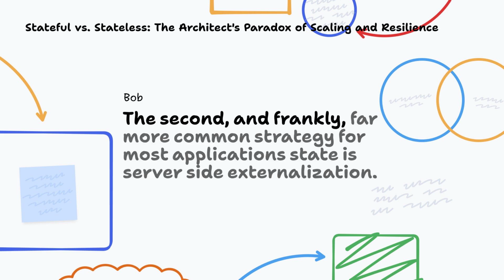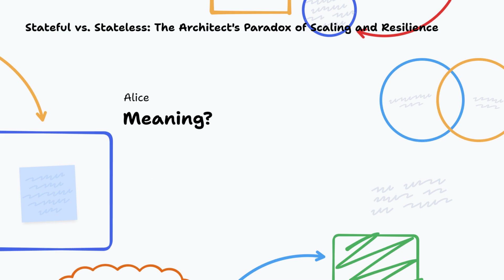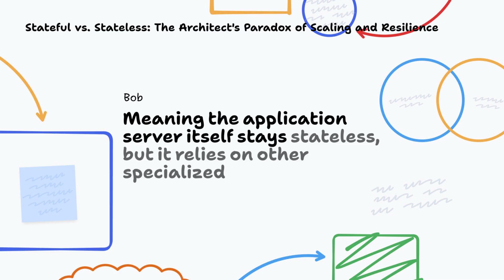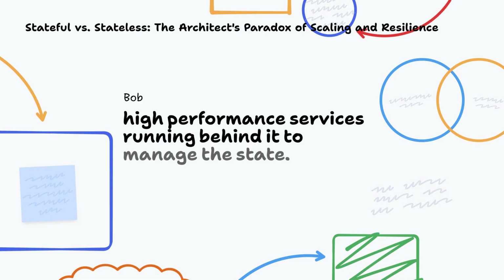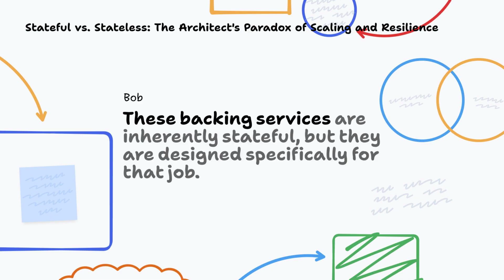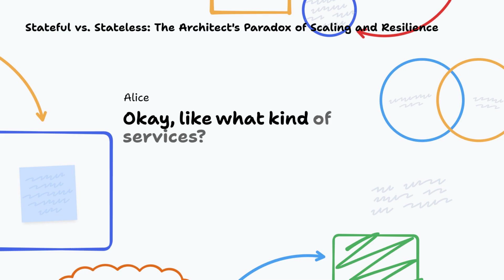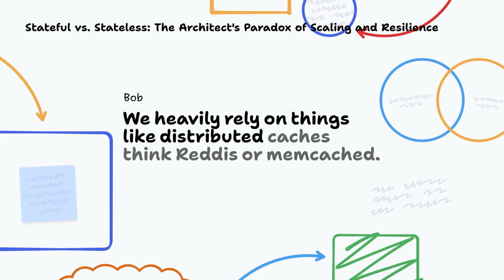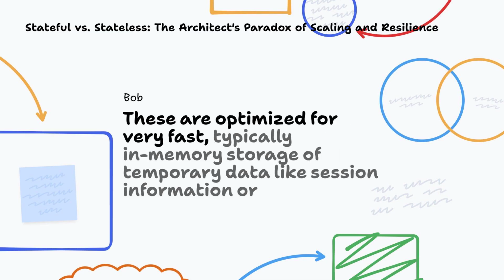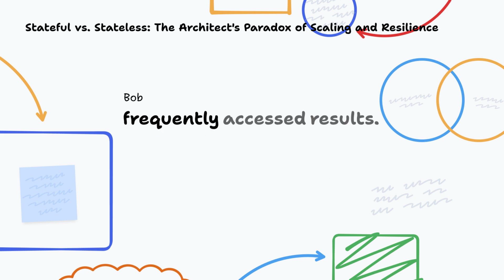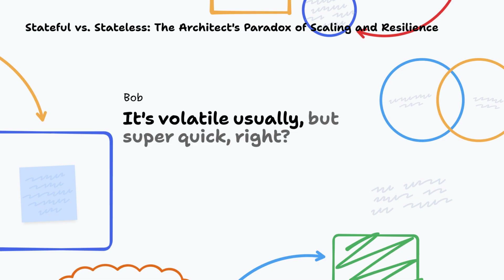The second, and frankly far more common strategy for most application state, is server-side externalization. Meaning the application server itself stays stateless, but it relies on other specialized high-performance services running behind it to manage the state. These backing services are inherently stateful, but they are designed specifically for that job. Okay, like what kind of services? We heavily rely on things like distributed caches, think Redis or Memcached. These are optimized for very fast, typically in-memory storage of temporary data, like session information or frequently accessed results. It's volatile, usually, but super quick.